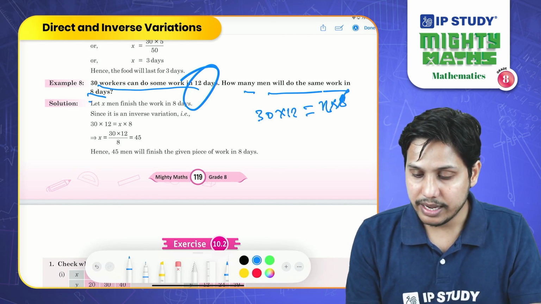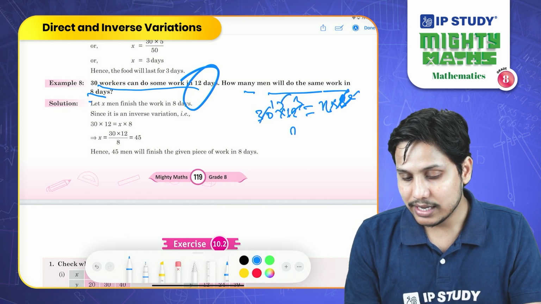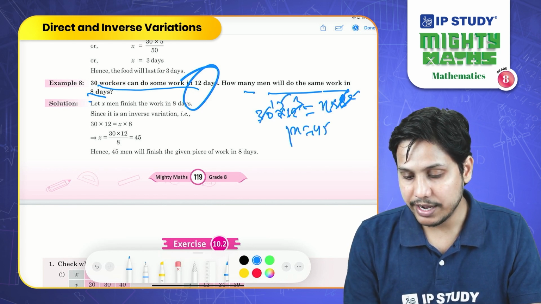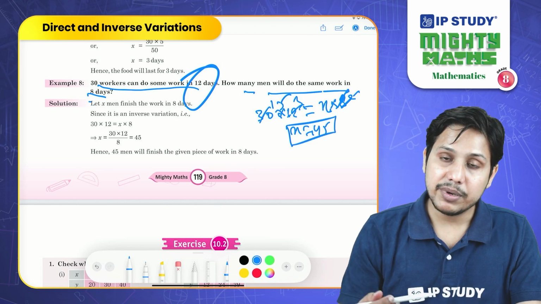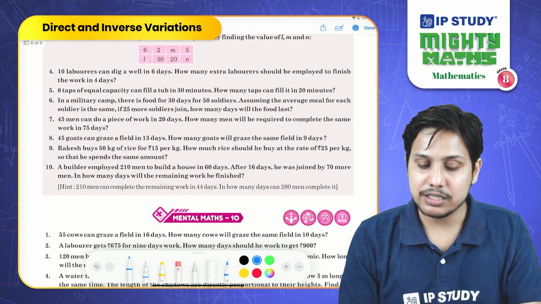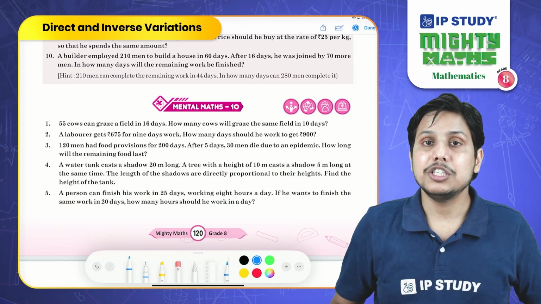Now you solve them, 4 times 3, 4 times 2, 2 times 15. So x is 15 times 3, 45 workers. So 45 workers are required to complete the same task in 8 days. So these are the applications of direct and inverse variation which apply to our real life situations, students.